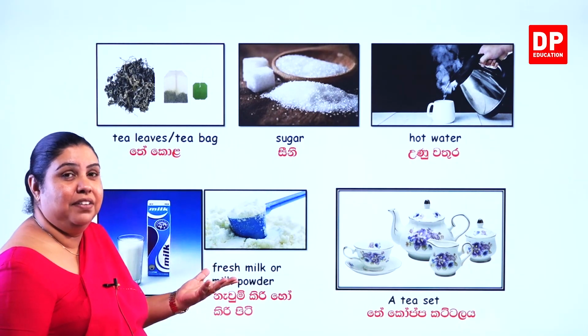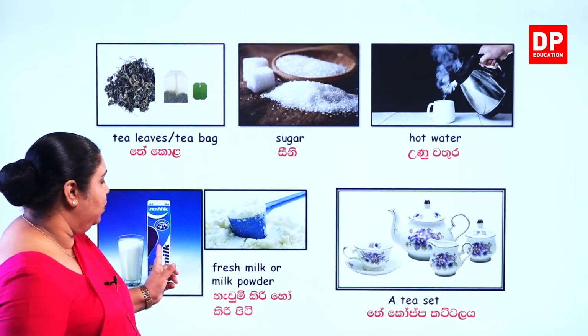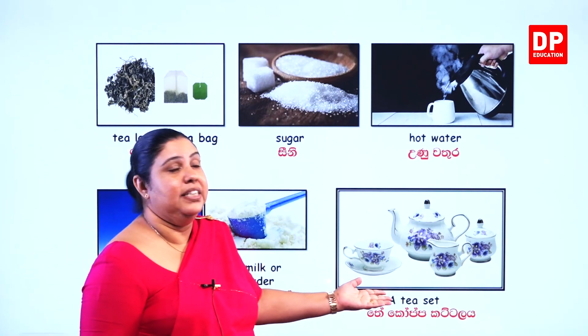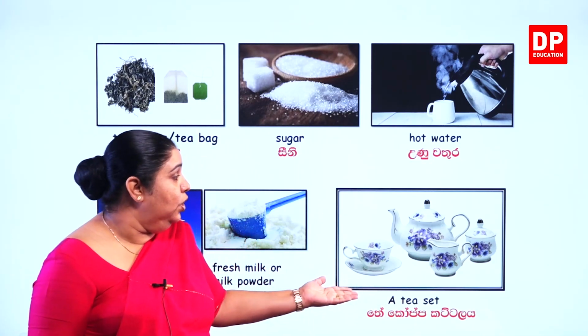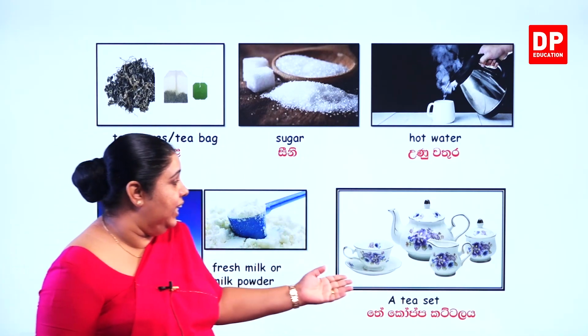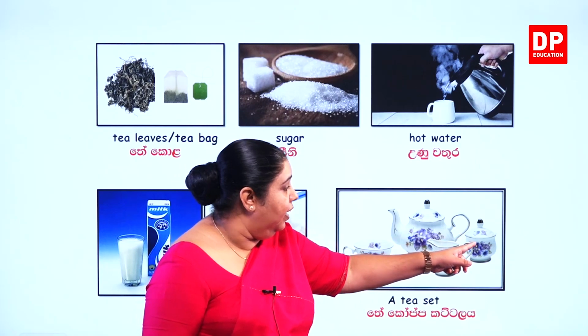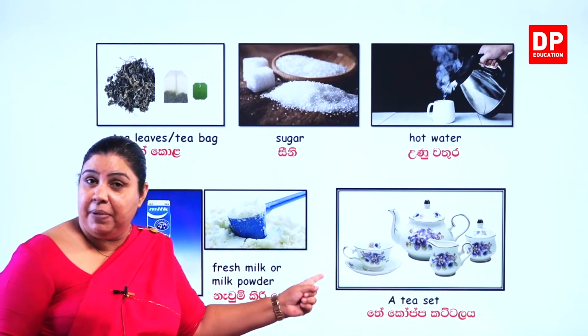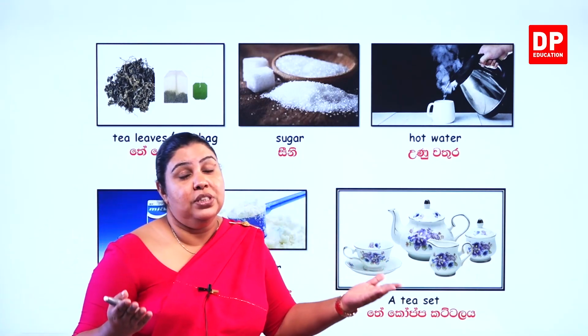For a milk tea, for a cup of milk tea, we have to add some fresh milk or milk powder. Then we need a tea set, as I told you, to serve our tea. You can see the teapot and the sugar pot and the creamer and the cups and the saucers. A cup and a saucer here for you to serve the tea.